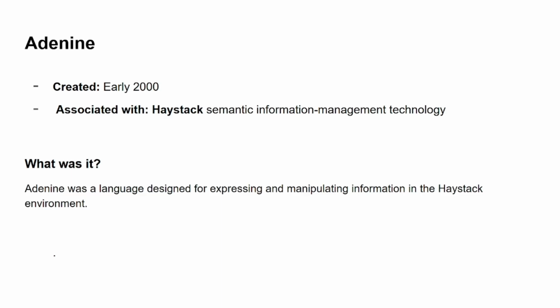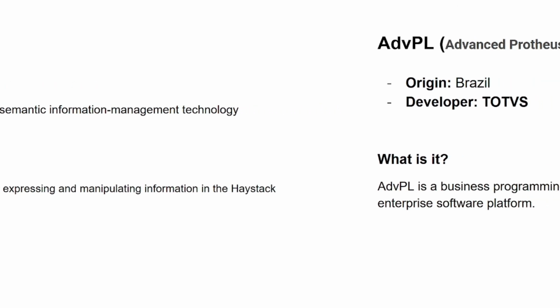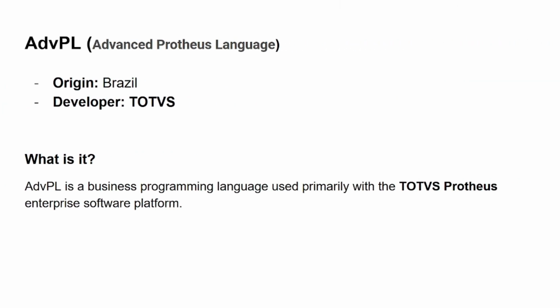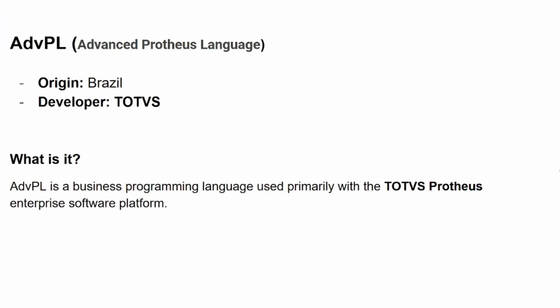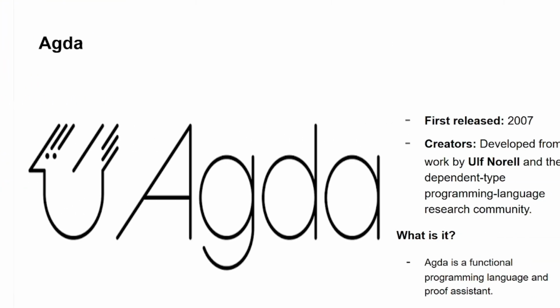Then there's Adenine, created in the early 2000s, associated with the Haystack semantic information management technology. So what was it? Adenine was a language designed for expressing and manipulating information within that Haystack environment. Next up, ADVPL, short for Advanced Protheus Language. Its origin is Brazil, developed by a company called TOTVS. So what is it? ADVPL is a business programming language used primarily with the TOTVS Protheus Enterprise software platform.